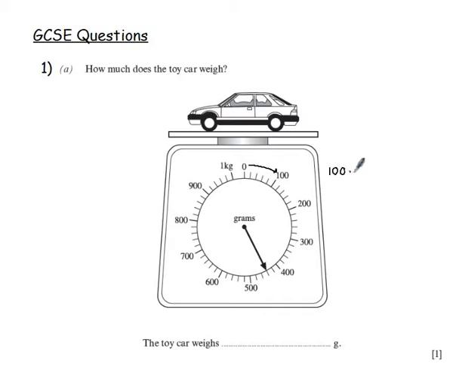So 100 divided by 5 is 20. So this scale is going up in 20s. So if we go closer to our arrow, so here's our 400, so we've got 420, 440. So the toy car weighs 440 grams.